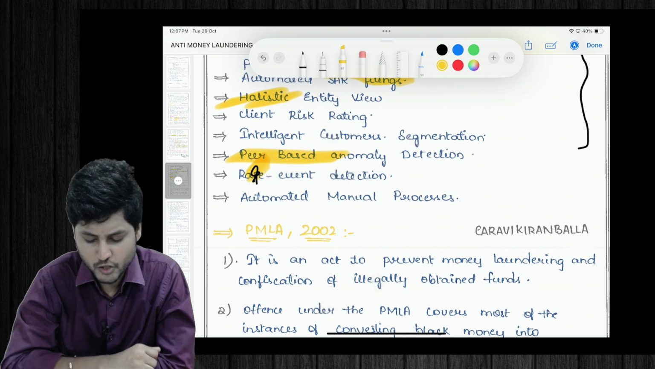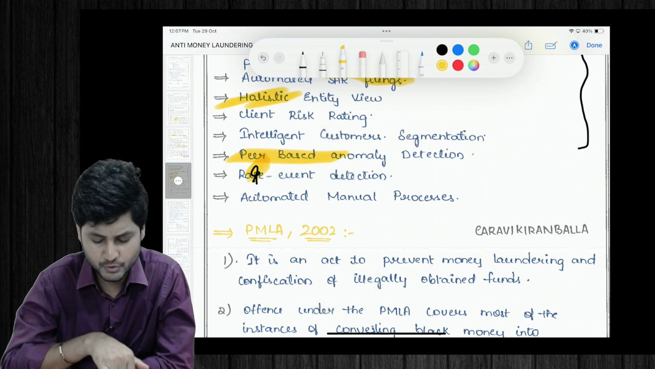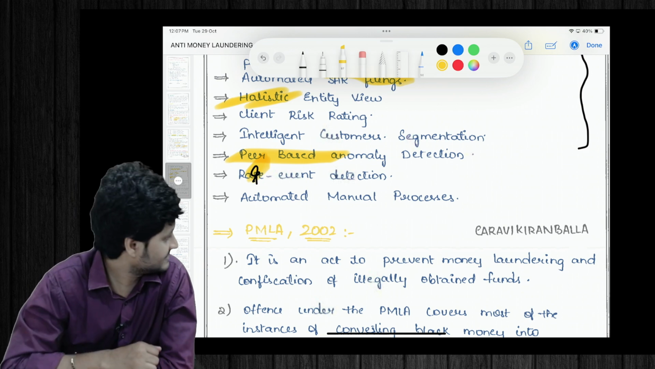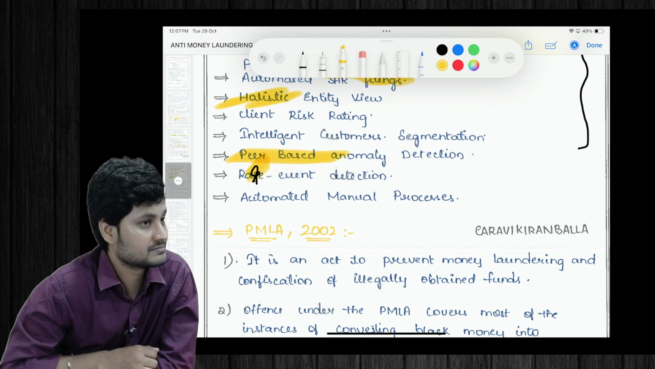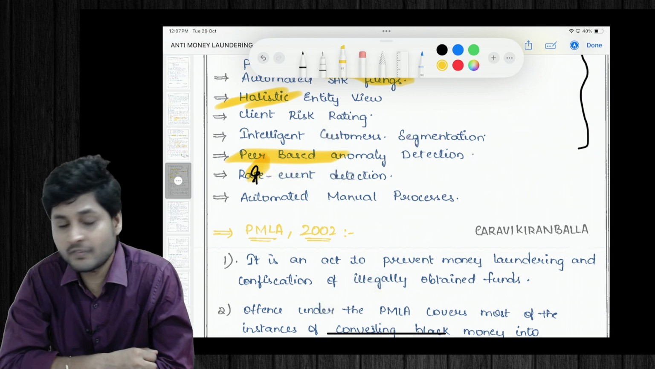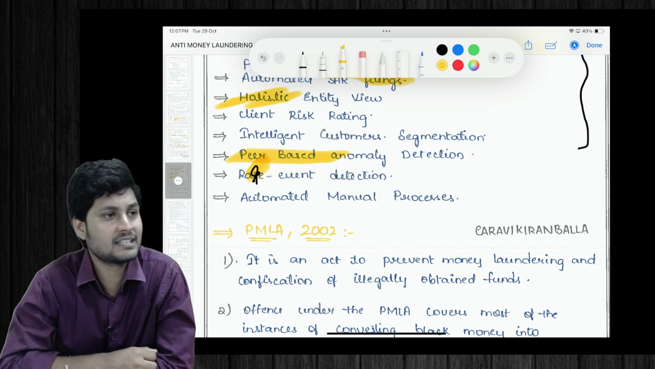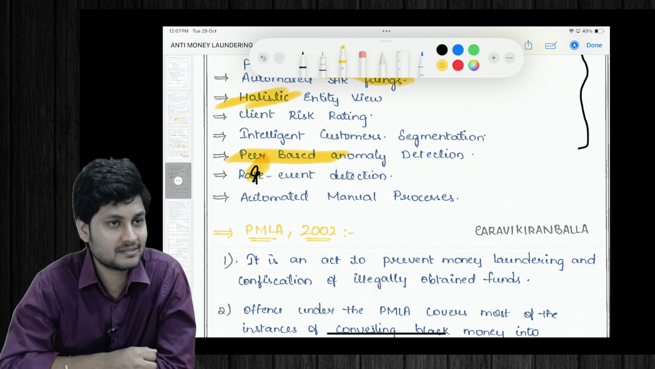And the last one is automated manual processes. You can understand this by the name itself. What is automated manual processes? See, in earlier days when you dealt with a bank, everything was in a manual process, right? What is a manual process?